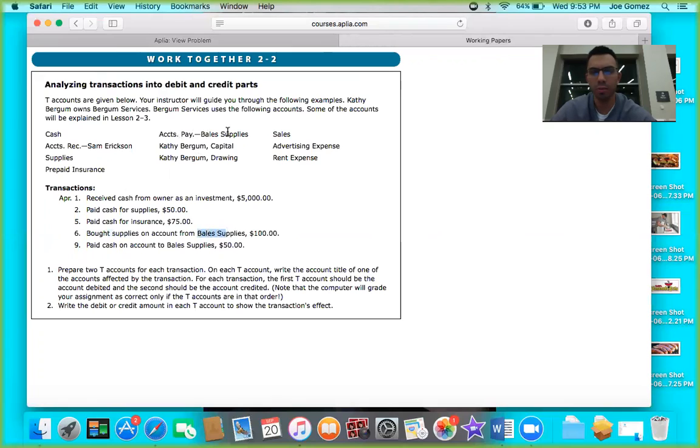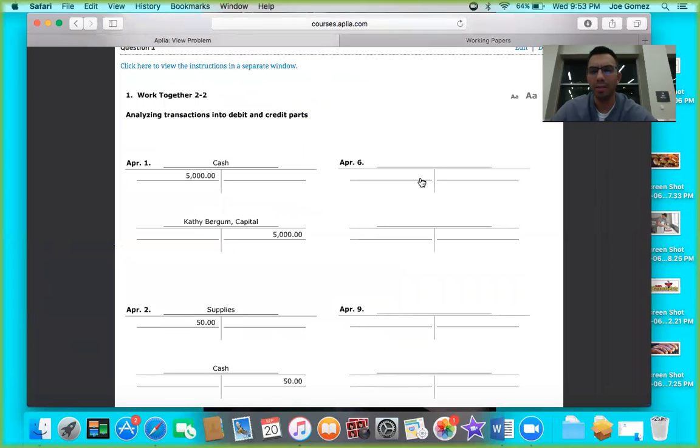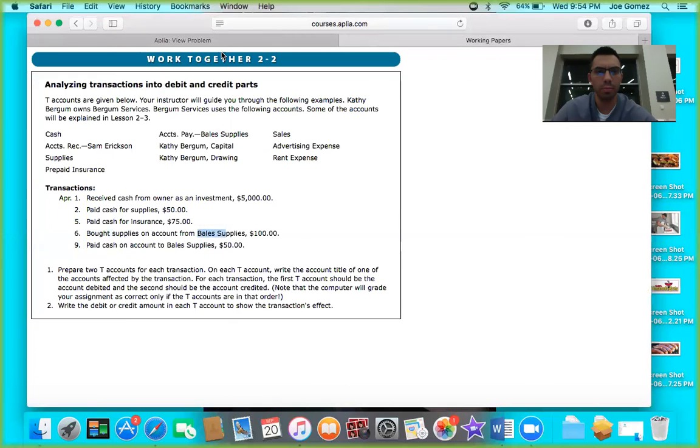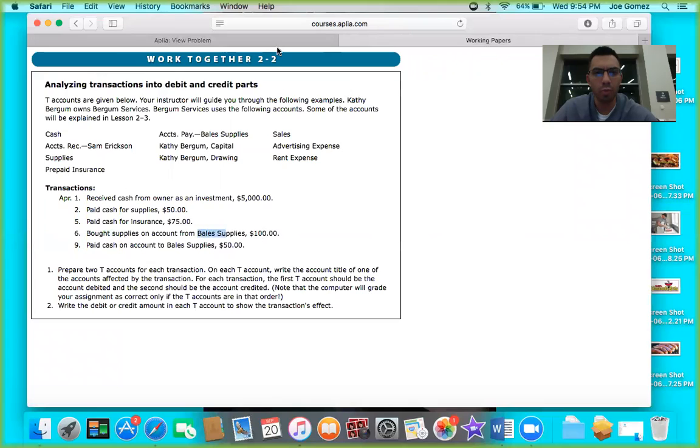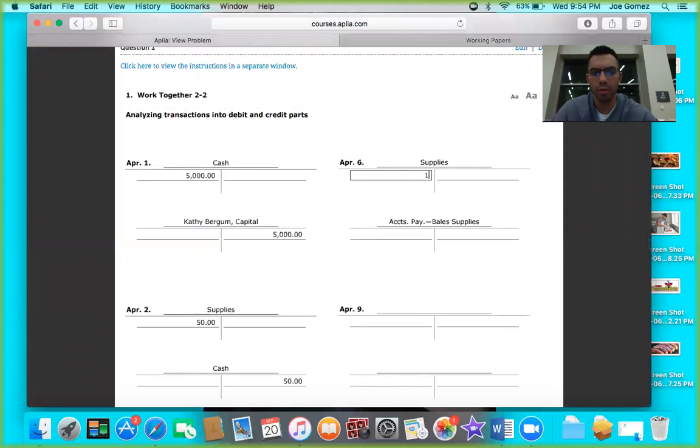Okay, so we're going to do this one just a little bit differently. We're going to follow the same concept, but we're not messing with two assets this time. All right, so I know that supplies is an asset, and I'm getting supplies, so that means it's got to be increasing. Supplies is an asset, again, like I said, and assets are increased on the debit side. So I'm going to put supplies, and the second account we said was accounts payable, Bales Supply. Okay, like so. The amount of supplies I'm buying is $100. So I'm going to debit my supplies for $100.